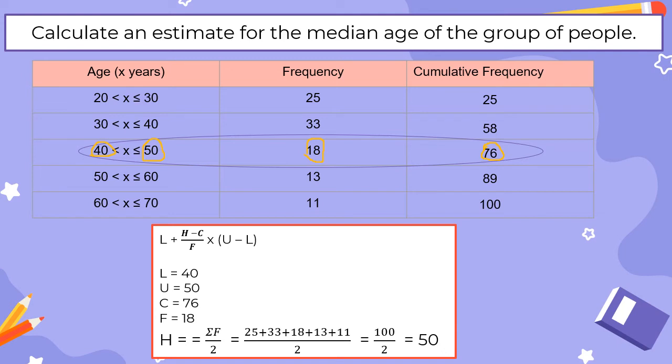Next, H, or the summation of frequency divided by 2. So you just need to add all the frequencies. So 25 plus 33 plus 18 plus 13 plus 11, divided by 2. So we have 100 divided by 2 is 50. So the value of H is 50.